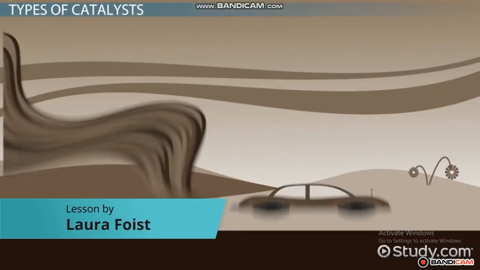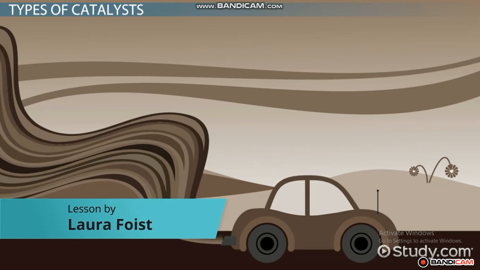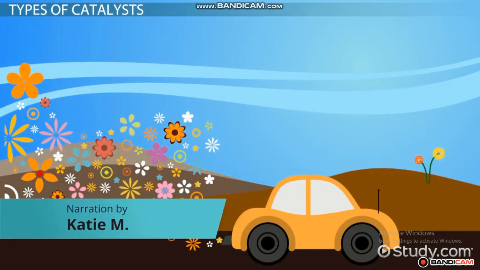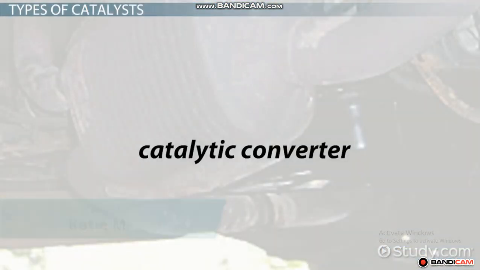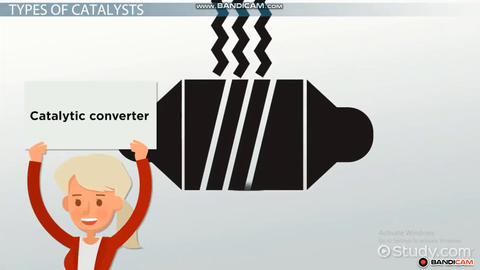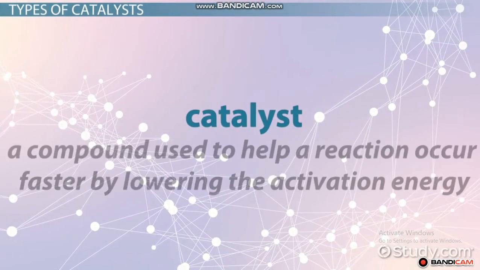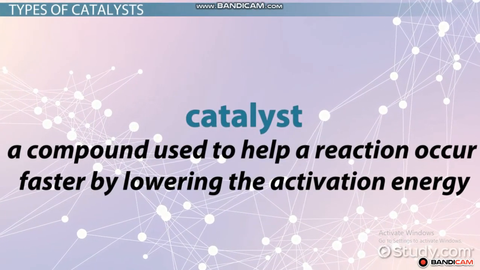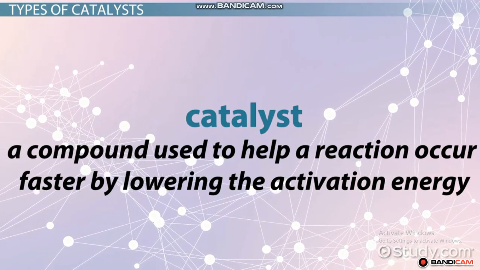In order to help change toxic gases that cars produce into non-toxic gases, a catalytic converter is used. This catalytic converter gets its name because it uses a catalyst to help in the reaction to convert the toxic gas into a non-toxic form. A catalyst is a compound used to help a reaction occur faster by lowering the activation energy.